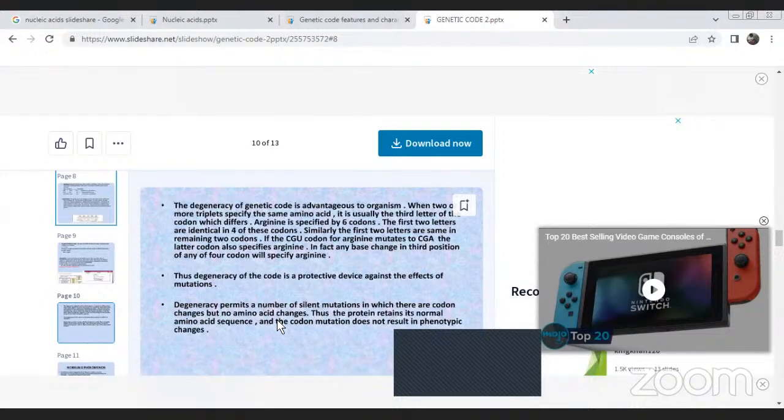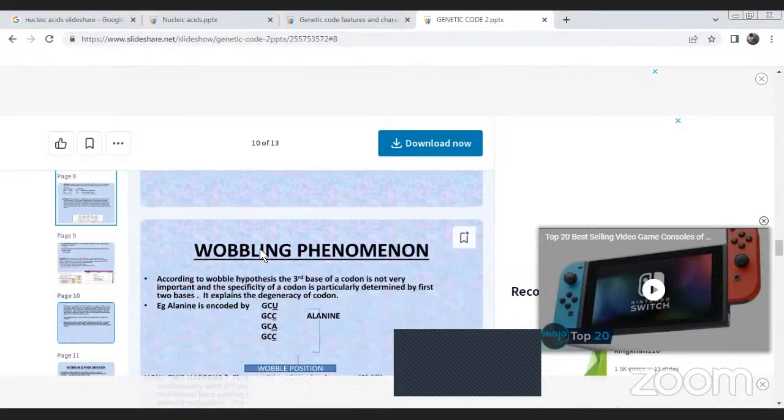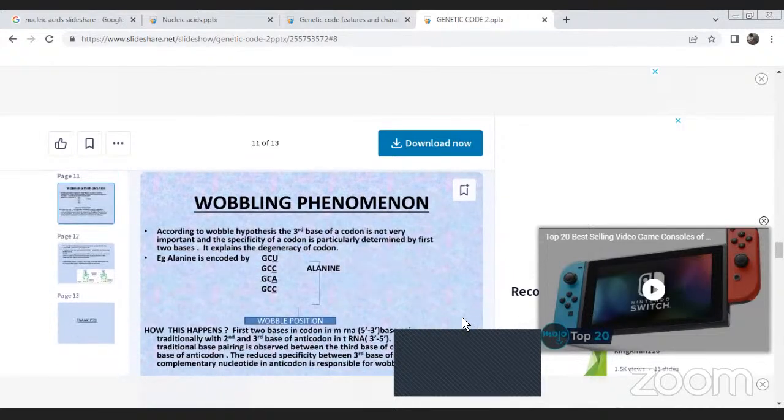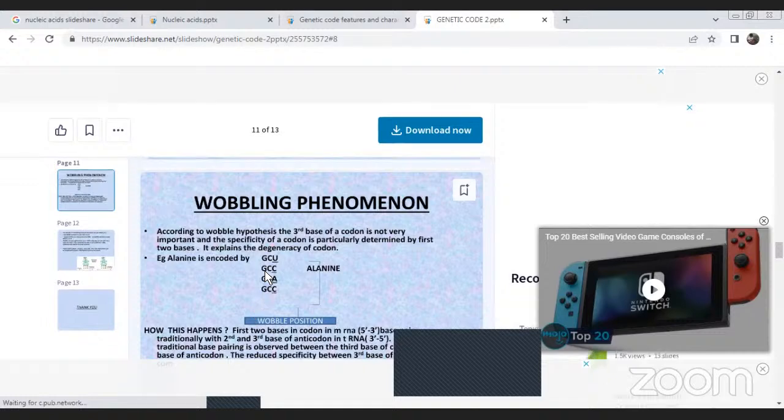Degeneracy permits a number of silent mutations, in which the codon changes but no amino acid changes. The protein retains the normal amino acid sequence, and the codon mutation does not result in phenotypic changes. The wobble phenomenon: according to the wobble hypothesis, the third base of the codon is not very important, and the specific codon is particularly determined by the first two bases. Okay, it explains the degeneracy of the codon. The third letter of the codon is not important. Wobble phenomenon.